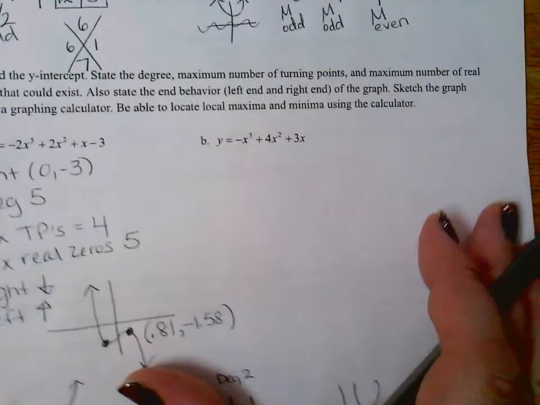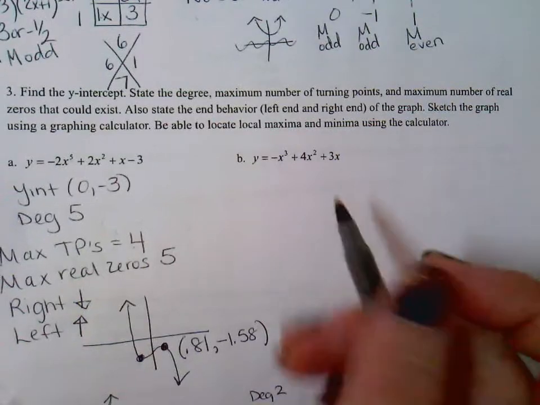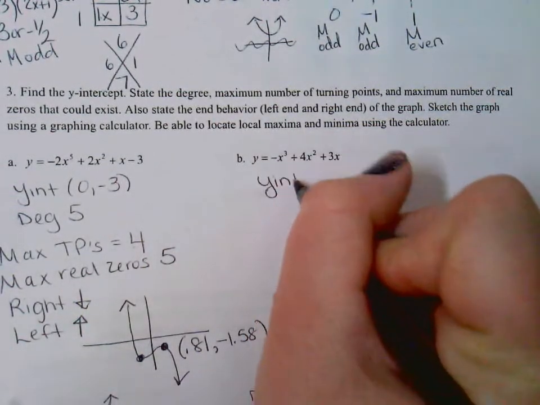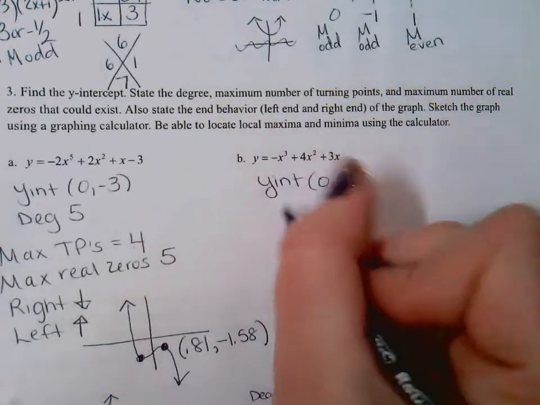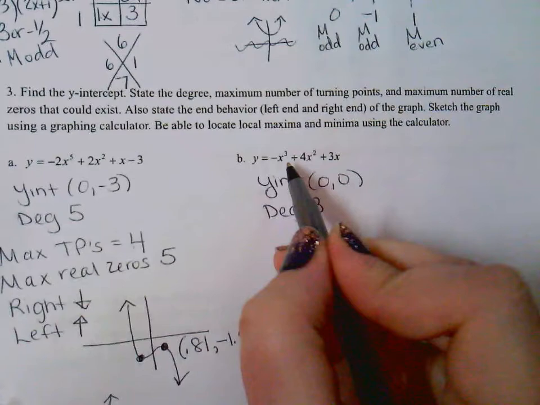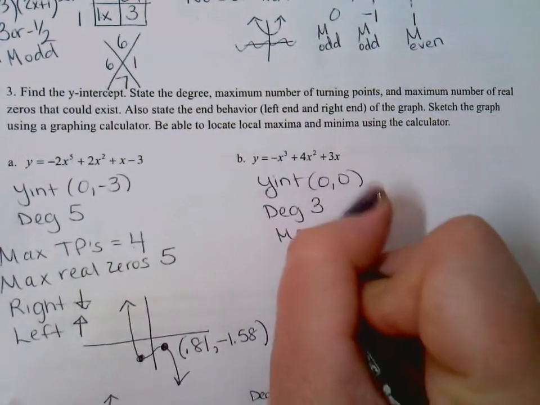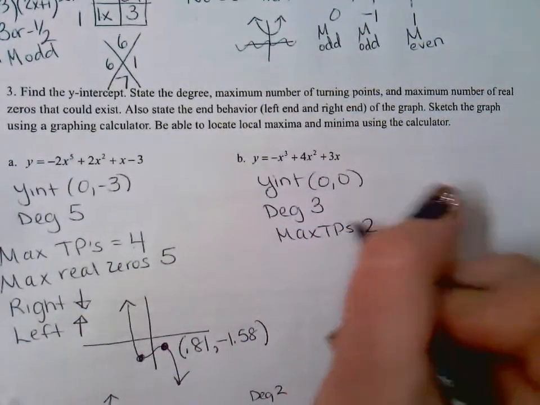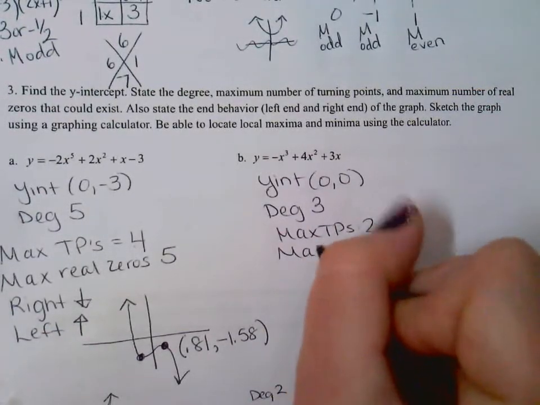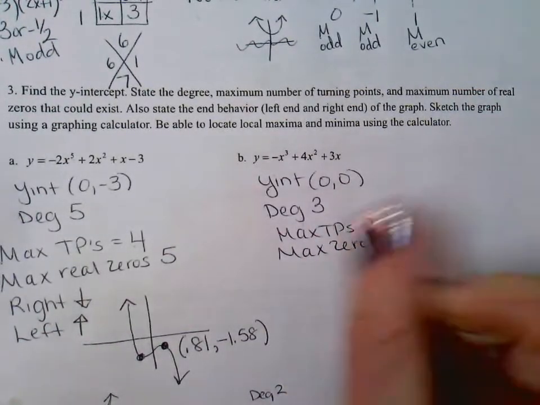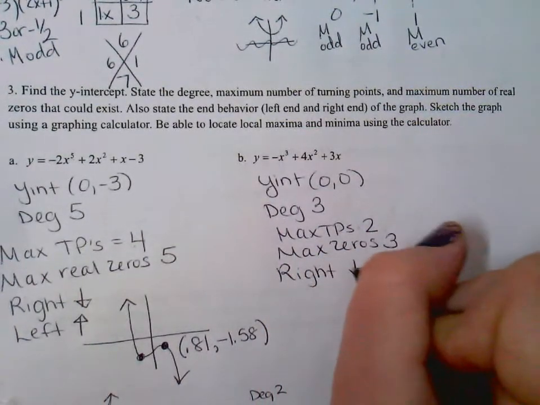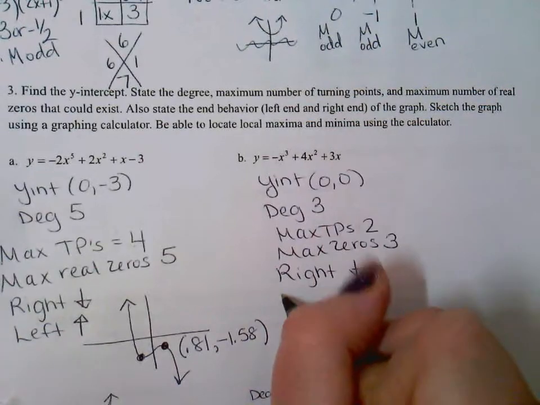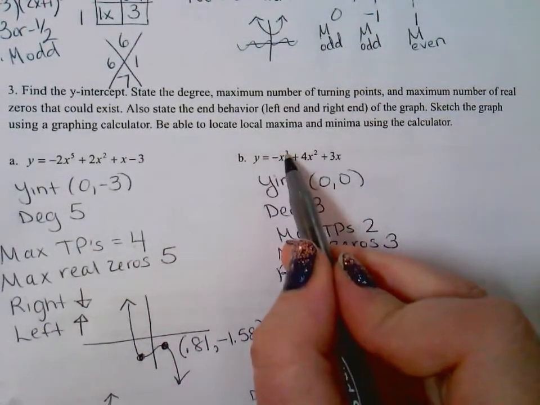Let's do B together, and then you're on to the guided practice on your own. The y-intercept, when I plug in 0, is 0 because there's no constant. The degree is 3, so the maximum turning points is 2, 1 less than the degree. The maximum zeros is 3 because that's equal to the degree. The right end is going to go down again, negative leading coefficient, and the left end is going to go up again because I have an odd degree again.